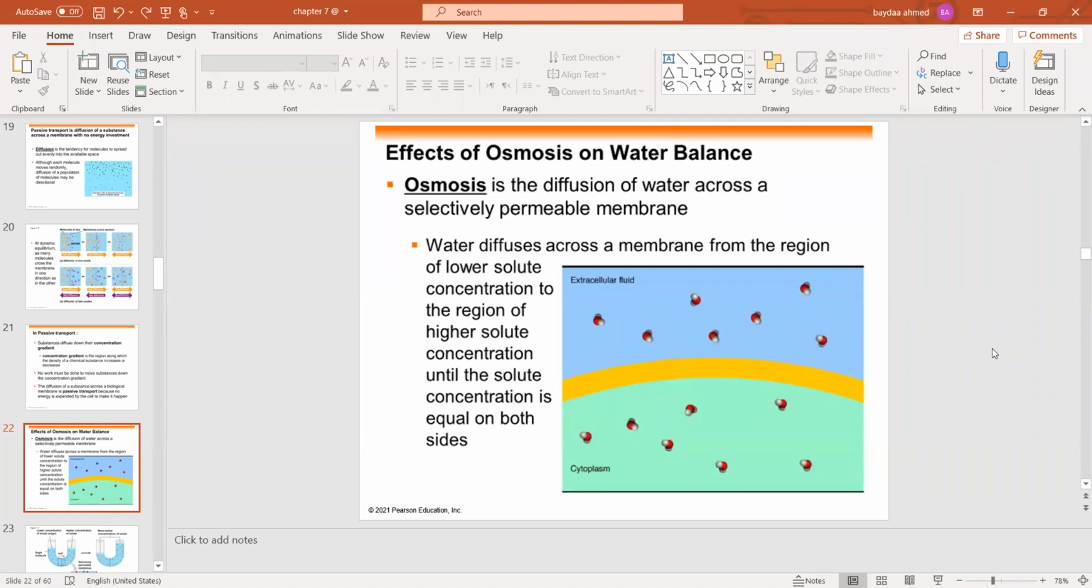Remember that water can diffuse very rapidly across the membrane of a cell with aquaporins. The movement of water across the plasma membrane has important consequences for cells. So the movement of water across the membrane, we call it osmosis. The diffusion of free water across a selectively permeable membrane, whether artificial or cellular, is called osmosis.